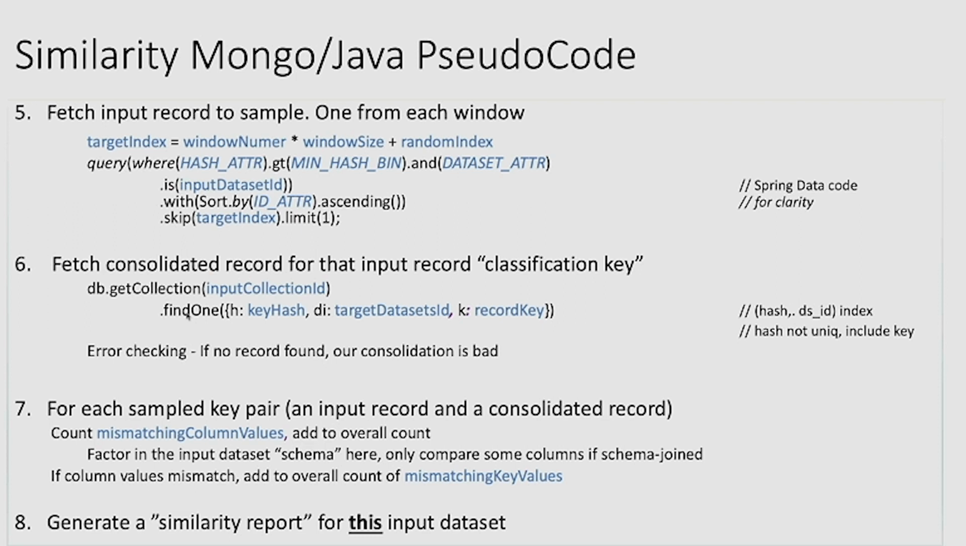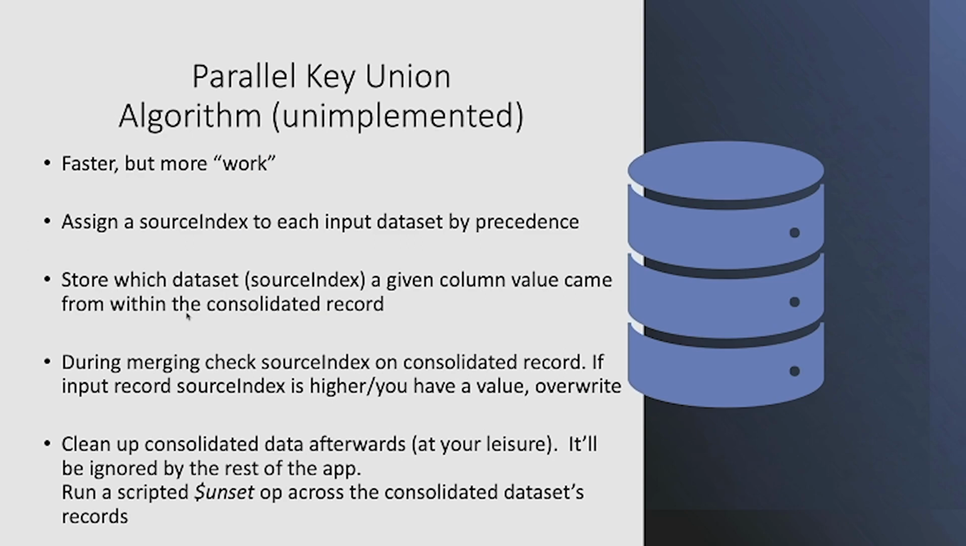And then generate a similarity report distributed along the sampled updated at axis of the input data set. And then at the end, we'll have a lot of similarity reports, one for each input data set that we consolidated from. We could parallelize all this, but I didn't. I designed the algorithm out. It's faster, but it's more work.